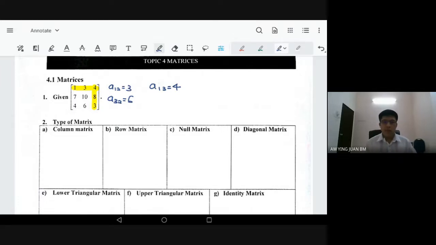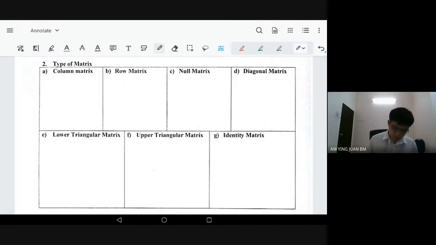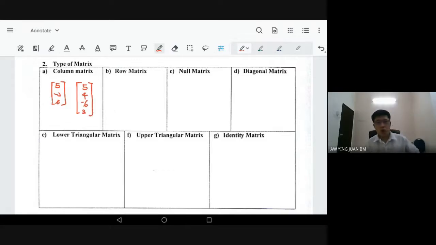Next, kita nak belajar tentang types of matrices. Number 2A, we have column matrix. Kena faham row. Kalau column vertical, kita bagi contoh column. Bagi contoh kita ada 5, -2 and 6. Ini panggil column sebab dia ada satu column saja. Kita bagi contoh yang kedua iaitu 5, 4, -6, 3. Ini pun panggil contoh column matrices.